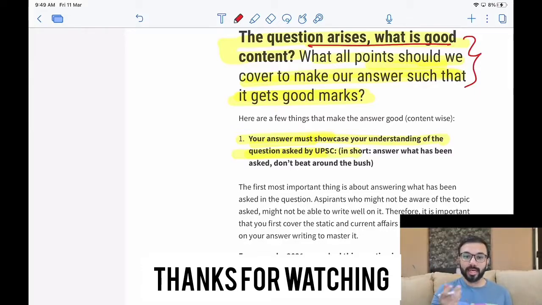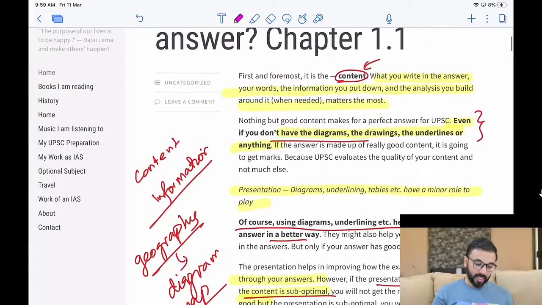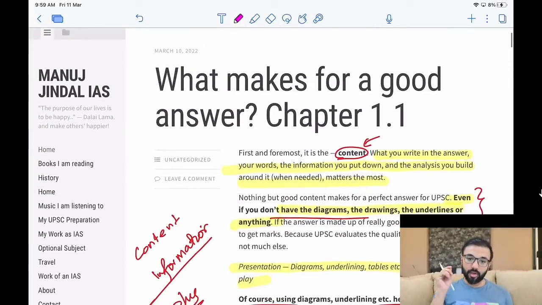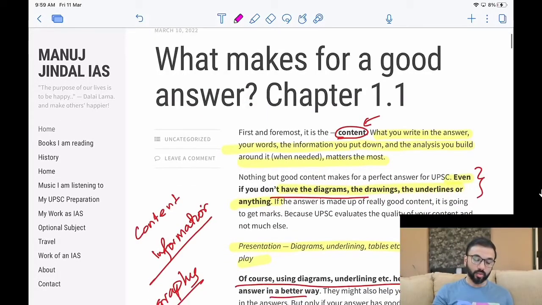This class really helped you in understanding what makes for good content, and what is the first thing that you need to include to make your answer good, to make your content in the answer writing good. Let me know if you have any questions. Happy to answer them.